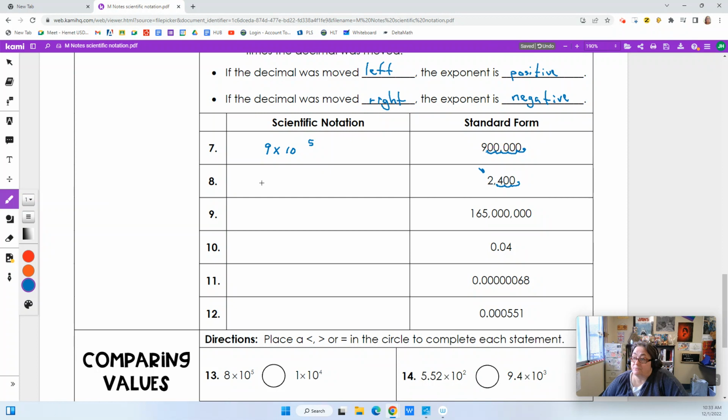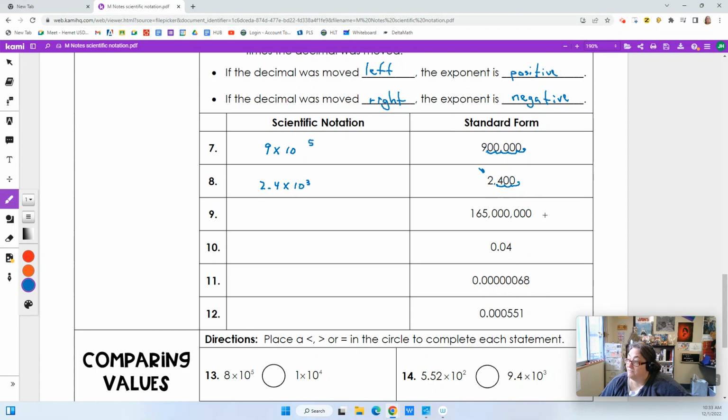Because that's what we're doing. And we're going to have 2.4 times 10. How many spaces did I move it? To the third power. Why did I move it 3 spaces? Because our first number has to be between 1 and 10.